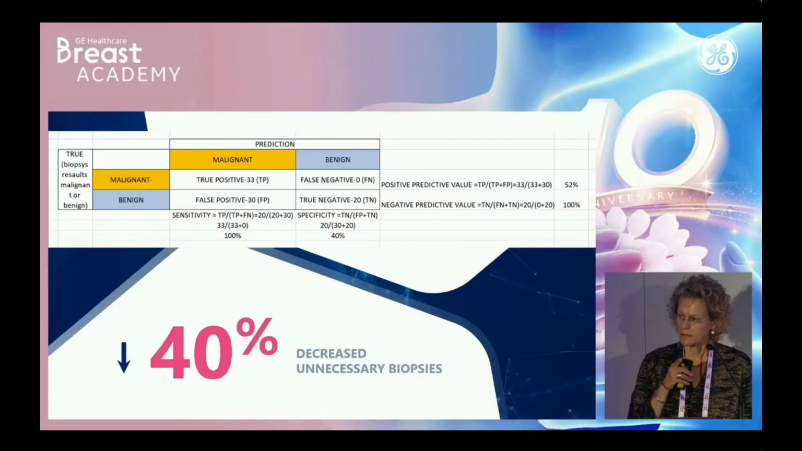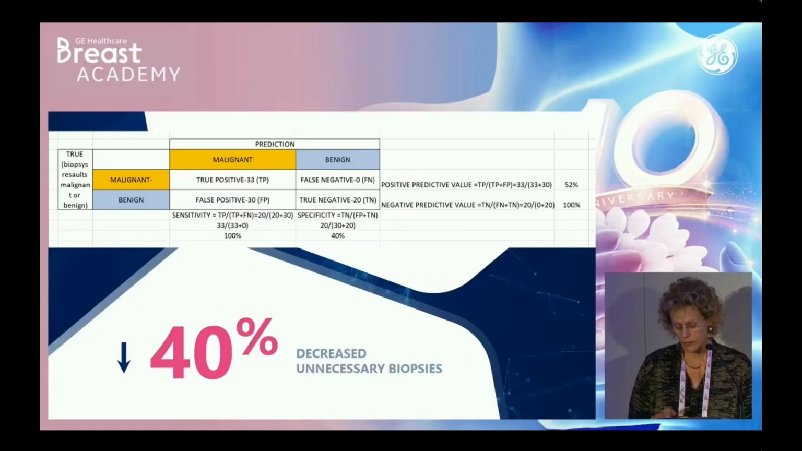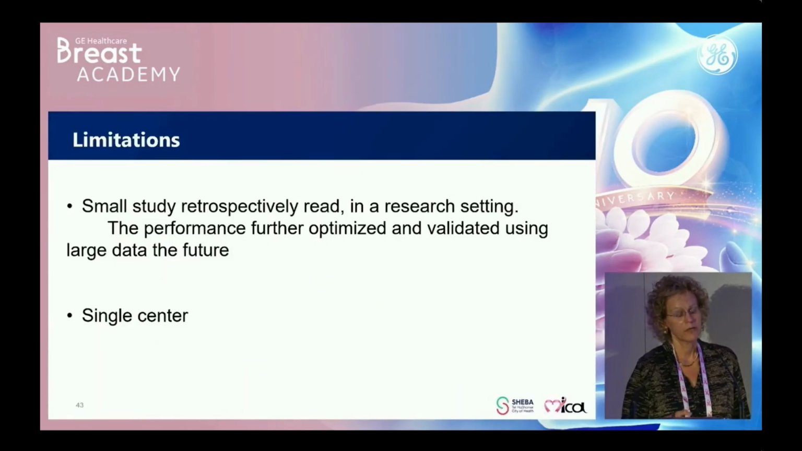And looking at the 83 cases that the AI tested, it was accurate in 40% of the benign lesions, meaning that 40% of our benign breast biopsies could have been not performed or were unnecessary. And we kept in this study a sensitivity of 100%, meaning that we told the AI system our sensitivity is 100%. We do not want to miss any breast cancer. So this is the performance when using a sensitivity of 100%.